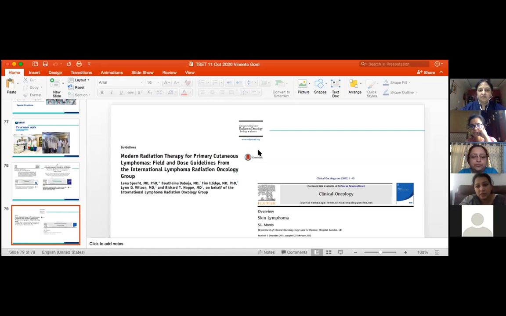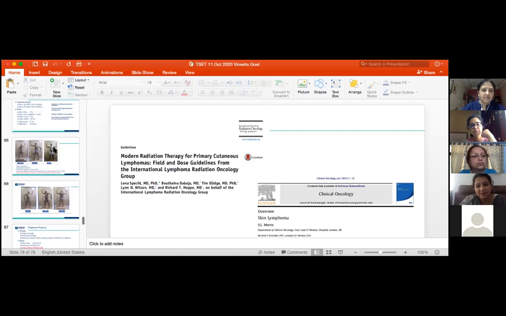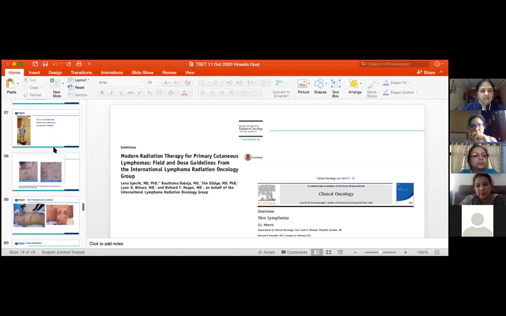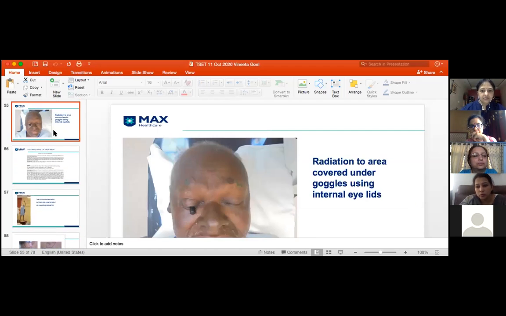And there was also a picture, ma'am, you used in the presentation. It shows the eye shield. Yes. You showed the picture as well. Yes. And ma'am, the second question is from Dr. Pami Srivastava. What is the depth of treatment in TSET and why are the nails shielded? And what is the side effect on nails if they are not shielded?